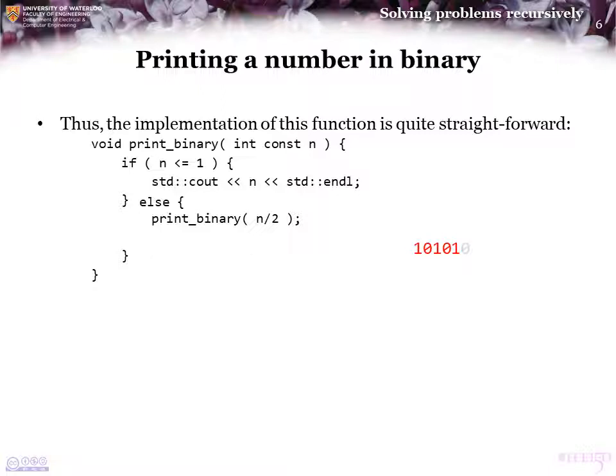Once that is complete, then we will print the last bit of 42, which can be found by calculating n modulo 2. So in this case, that will print 0 to the screen. All right, so this is a perfectly acceptable recursive implementation of printing a binary number, or a number in binary.